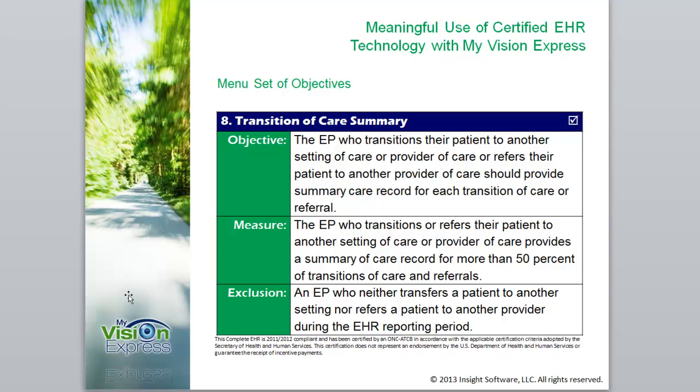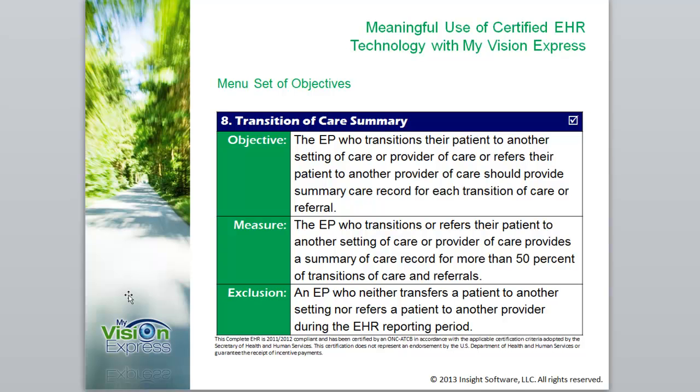Number 8 is transition of care summary. So this is actually the opposite. The EP who transitions their patient to another setting of care or provider of care, or refers their patient to another provider of care, should provide a summary of care record for each transition of care or referral. The measure is that the EP who transitions or refers their patient to another setting of care or provider of care provides a summary of care record for more than 50% of transitions of care and referrals.